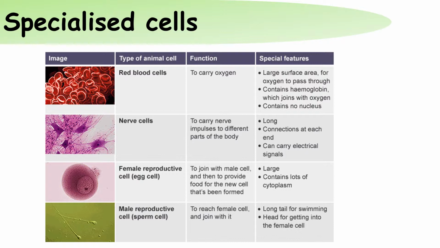Sperm cells have a long tail which allows for swimming and a head which contains an enzyme which allows it to bore into a female egg cell. Both of these sex cells are adapted by only having half the amount of genetic material. So for instance, in a normal cell you may have 46 chromosomes, whereas in a sex cell you will only have 23 chromosomes.